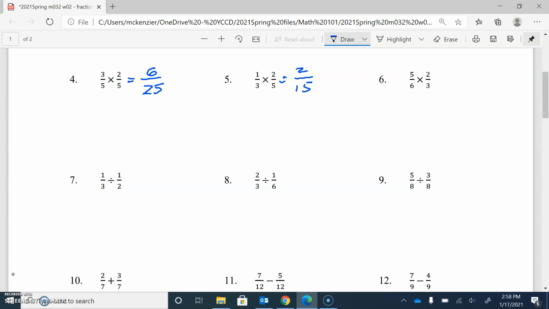No tricks there. For problem 6, we can cross-cancel to reduce. 2 goes into 6 3 times, and 2 goes into itself once. Then the 5 and the 3 are fine, so this gives us 5/9.